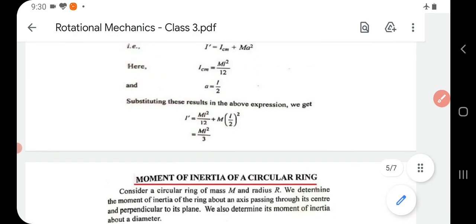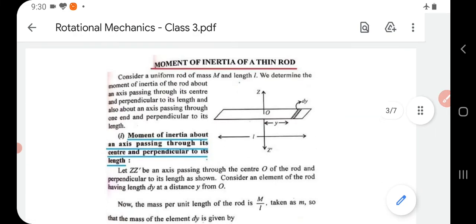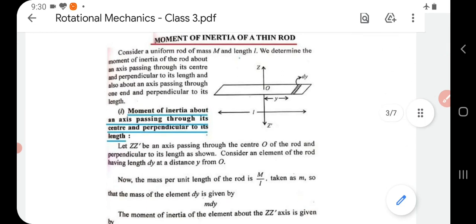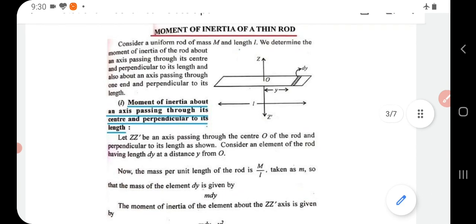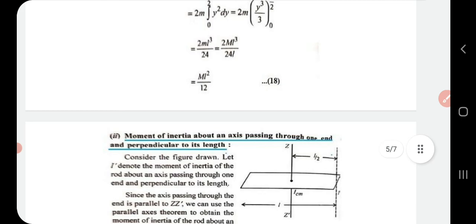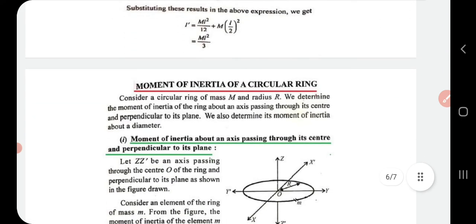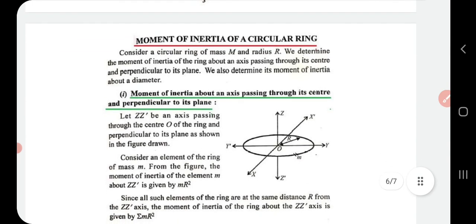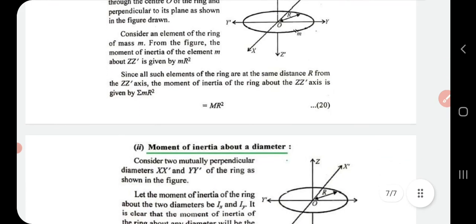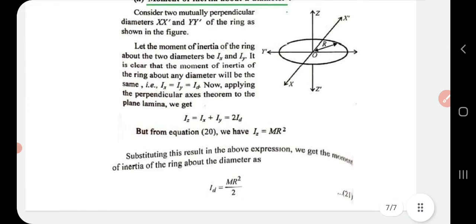So for today this is enough. We have studied the case of a thin rod. We have derived the expression for the moment of inertia about an axis passing through the center, and also we have found the moment of inertia about an axis passing through one end. Now in the case of the circular ring problem, we have found the moment of inertia about an axis passing through the center, and also we have found the moment of inertia about a diameter. Okay, thank you.